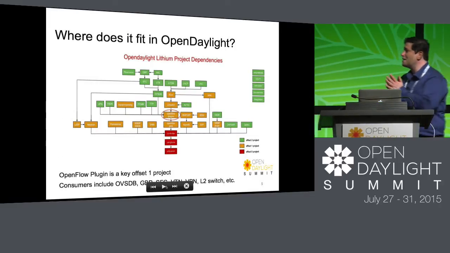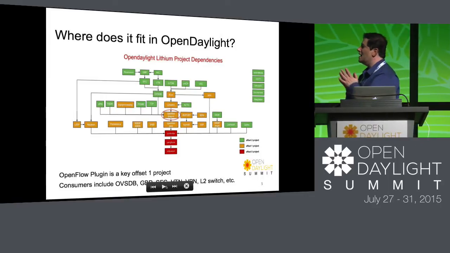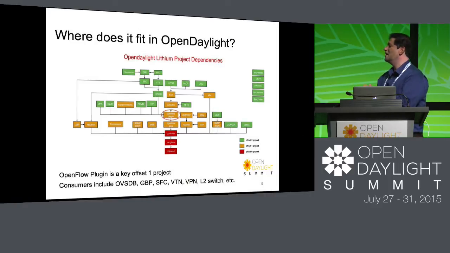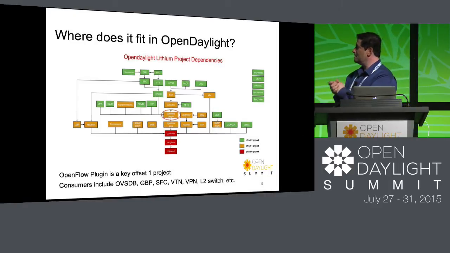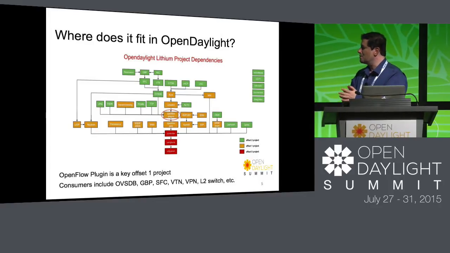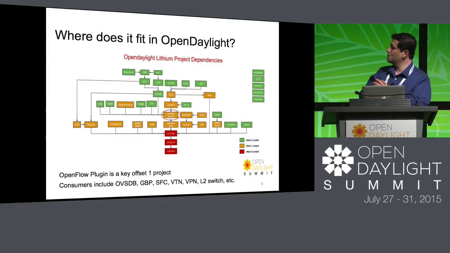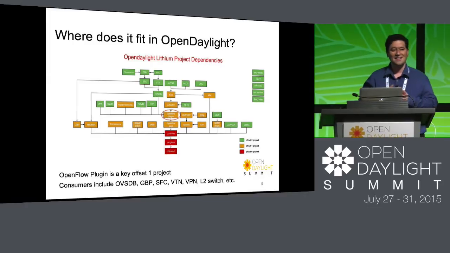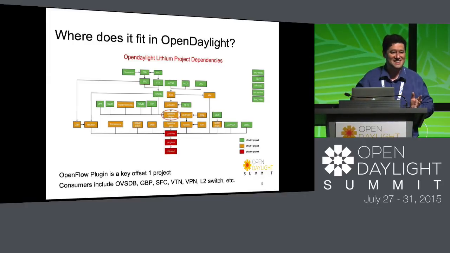So where does it fit inside the OpenDaylight ecosystem? As you see in the Lithium project dependency diagram, it's right in the middle of the diagram, and it's an offset 1 project which has key consumers from OVSDB, GBP, SFC, VTN, the VPN service, the L2 switch, and many other projects which are consuming the OpenFlow plugin project. So what it means is usually there are a lot of people screaming at us.